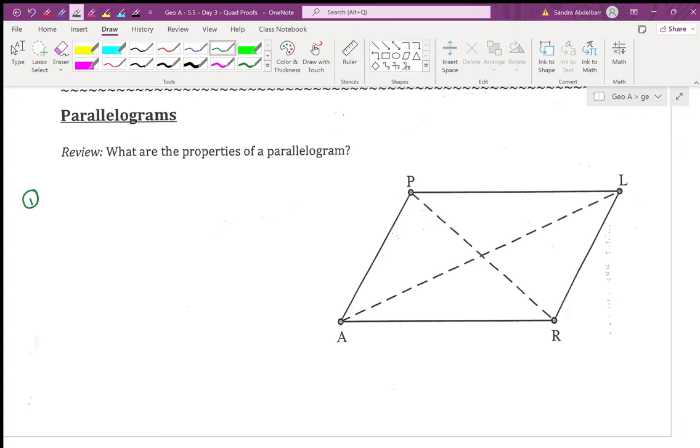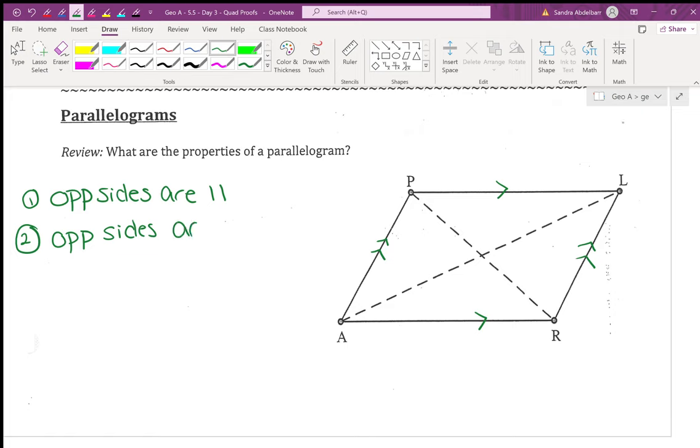You got it. So we know opposite sides are parallel. So PL and AR are parallel. PA and LR are parallel. Someone tell me another property of a parallelogram. Simon. Opposite sides are congruent. You got it. Opposite sides are congruent. So we have that PL is congruent to AR, and we have PA is congruent to LR.